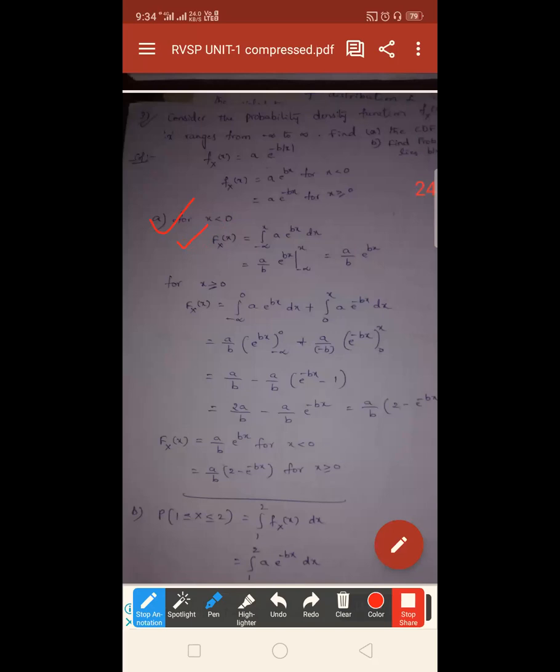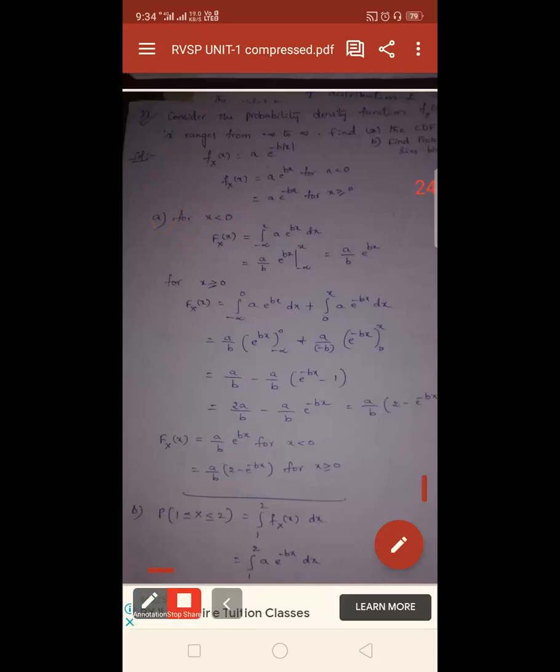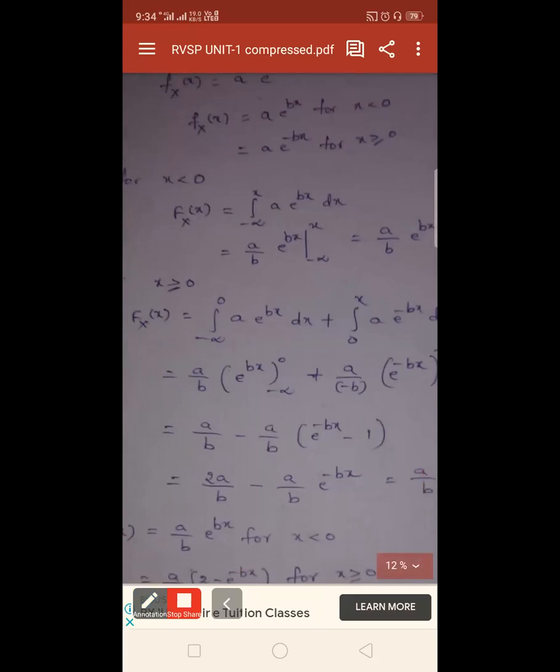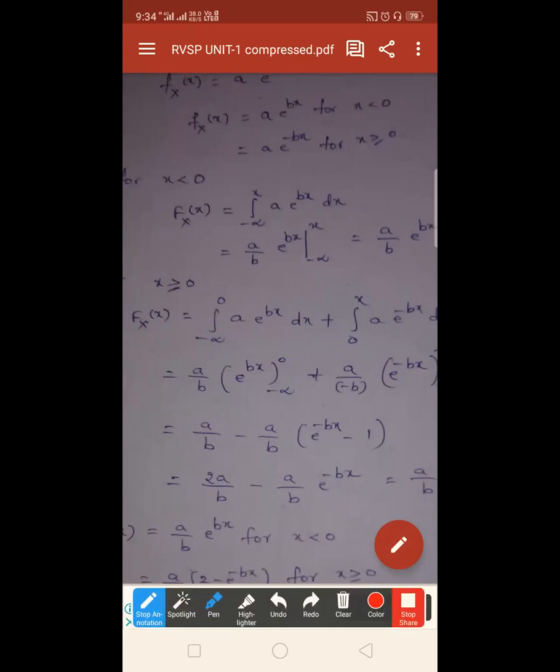Here, negative values of x means the limits of integration must be minus infinity to 0. But why should we write the upper limit as x? You should not write 0 here. The reason is already explained: if you write 0 as the upper limit, you will get a numerical value as the answer. That is not the correct method. You have to find the cumulative distribution function, and that function should be in terms of x only.